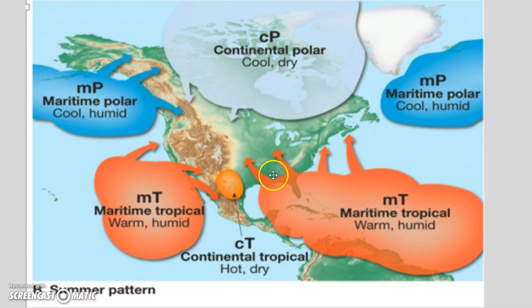For the summer patterns, sometimes we get continental tropical, that's very hot, very dry air. But often we get maritime tropical. We'll be talking about this, and we're going to be looking at how it collides with either continental polar, cold and dry, or maritime polar, cool and humid. So we need to get into this, and we'll start looking at the air mass itself.